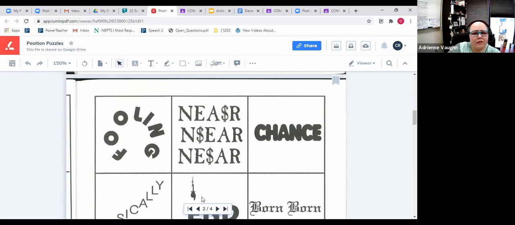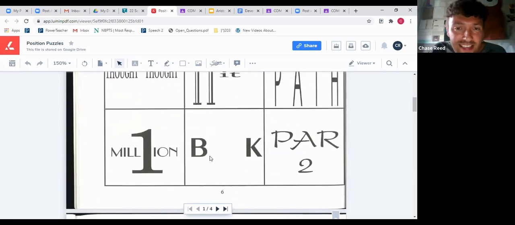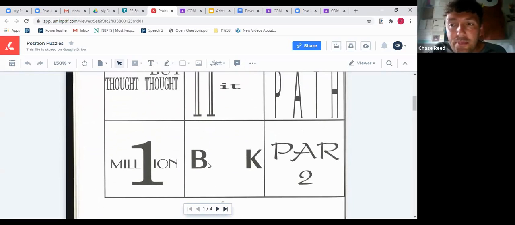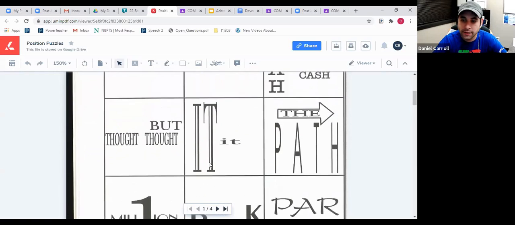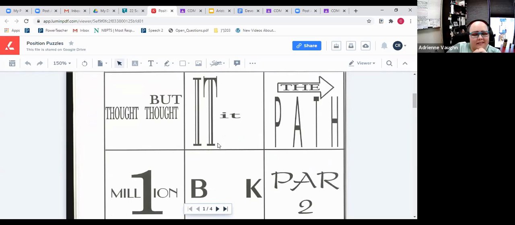Did anybody get the one above it on page 2? What's the one? I couldn't get it. Tell me what square you're in. Page 1, number 8. Number 8. Oh, okay. It's the tall and the short of it. Aha. Okay.